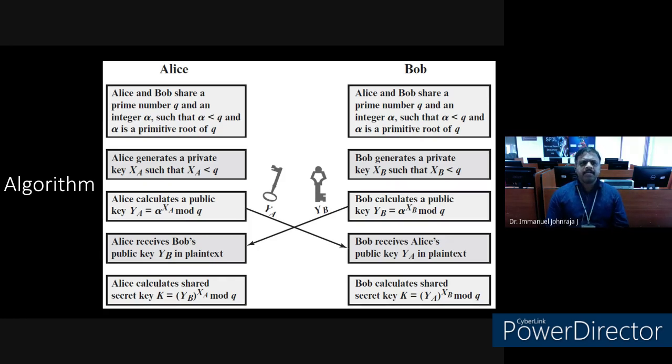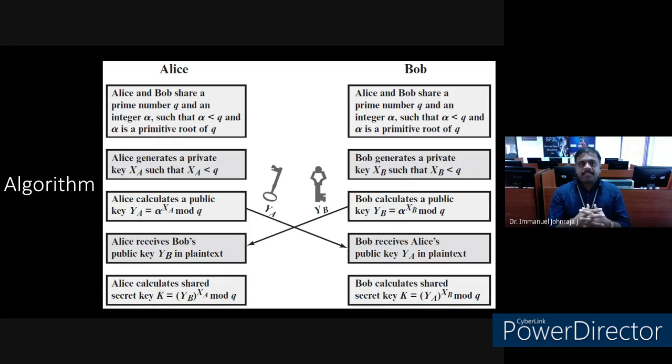What's the next step? Look at the left hand side. Alice generates a private key XA such that XA is less than Q. It's not generating, he chooses a private key such that the value should be less than Q. If your value of Q is 11, probably 10 or 8 or 9 or something like that. So Alice takes a private key XA such that XA is less than Q. Remember, XA is the private key. But at the same time, Bob generates a private key XB such that XB is less than Q.